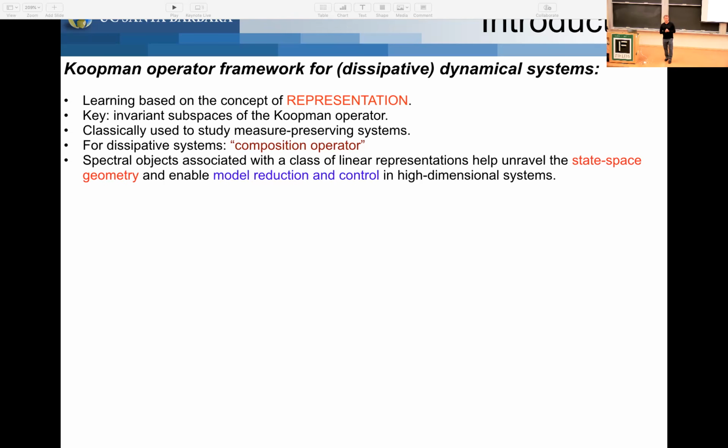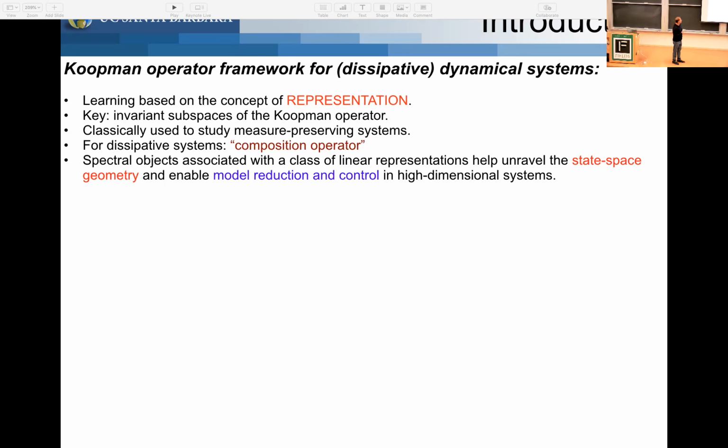Just a reminder, because I said I'm going to talk just a little bit about history. This was classically used to study measure preserving systems way back in the 20th century, just as quantum mechanics got started. For dissipative systems, there is a whole literature in mathematics under the nomenclature of composition operator, because Koopman operator is a composition operator, and it's a very interesting literature. It approaches it a little bit differently than dynamical systems people in general. It starts from an operator theory perspective, but it's well worth knowing within this context.